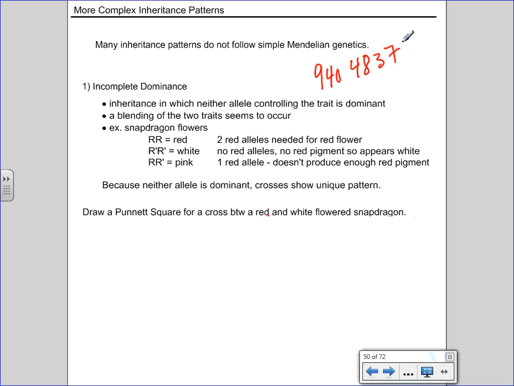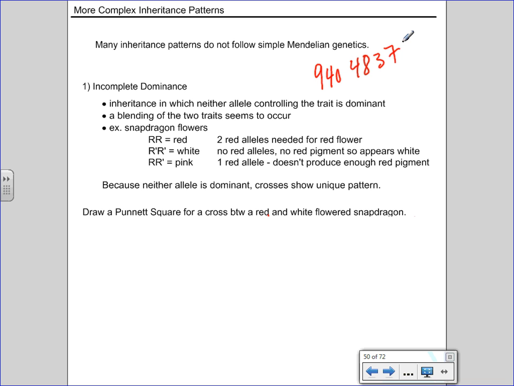If they have both of the R alleles, then they get red flowers. If they have the R prime alleles, then there's no red alleles. We get no red pigment, so the flowers appear white. If they have one of each allele, then the flowers appear kind of halfway between. Okay, they don't produce enough red pigment, so instead they appear pink. Because neither allele is dominant, the crosses show a unique pattern.